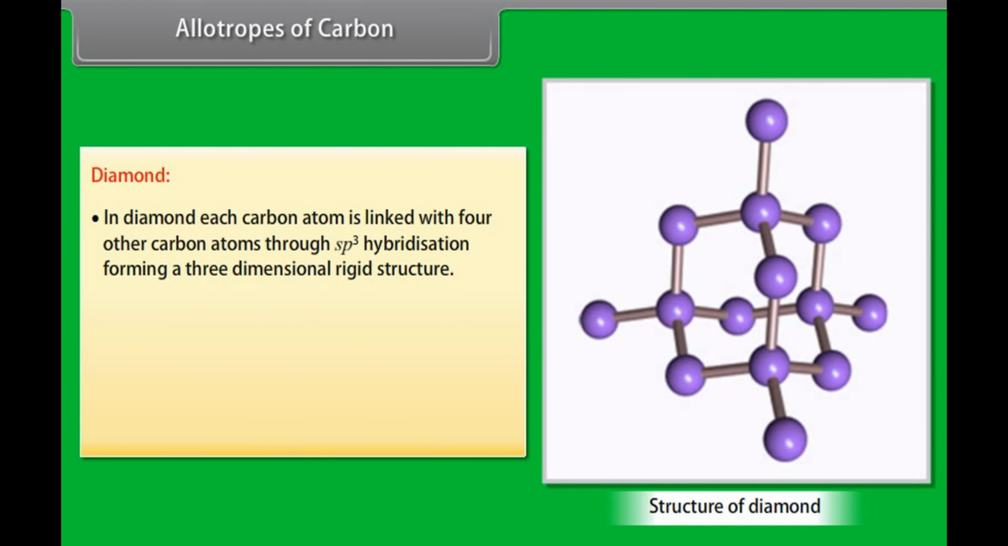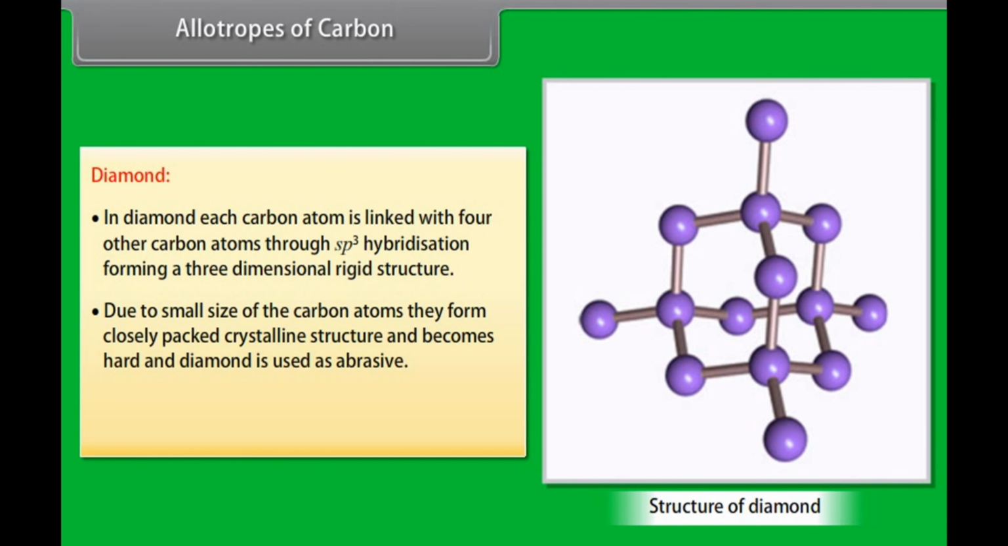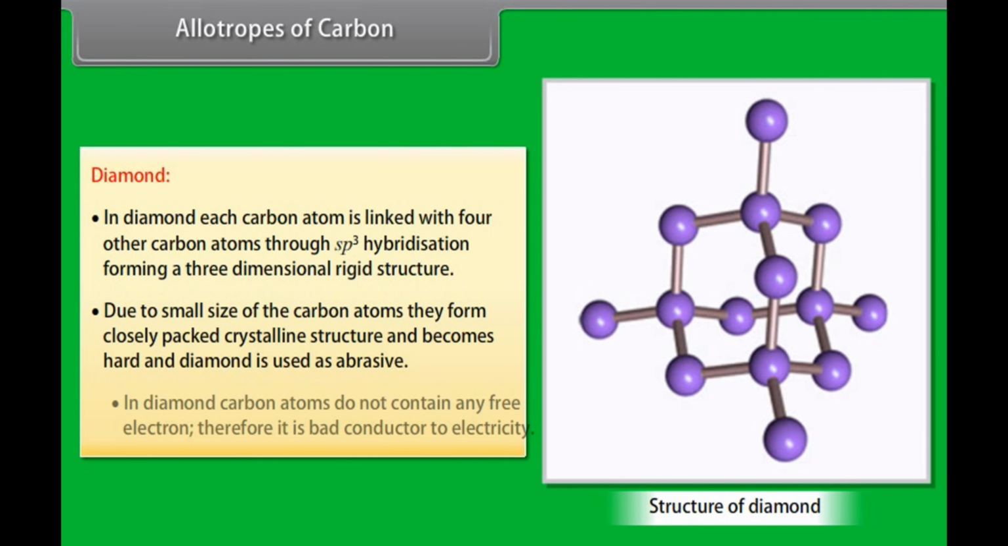Diamond. In diamond, each carbon atom is linked with four other carbon atoms through sp3 hybridization, forming a three-dimensional rigid structure. Due to small size of the carbon atoms, they form a closely packed crystalline structure and become hard, and diamond is used as an abrasive. In diamond, carbon atoms do not contain any free electron. Therefore, it is a bad conductor of electricity.